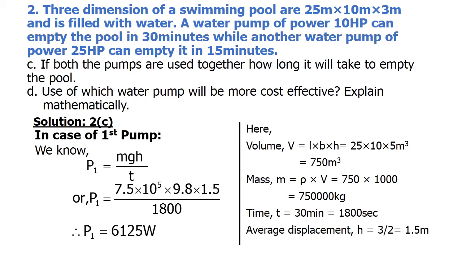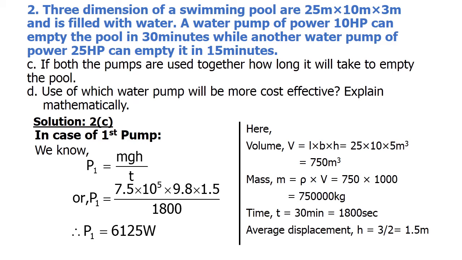Let us discuss the solution, question number C. In question number C, we have to calculate the time taken when both pumps work together. First of all, we have to calculate the power of the first pump, and here the length, breadth and height of the swimming pool are given. Length, breadth and the depth of the water are given as 25, 10 and 5.